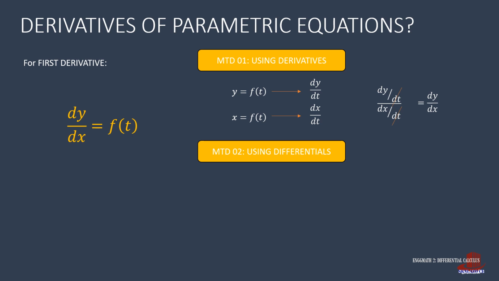The other method is through differentials. Having the two functions for y and x, take their separate differentials. Dy is then equal to the prime of the equation with dt. Then dx is the prime of the function times dt. Next is to take the ratio of dy over dx, where the dt's at the end also cancel out, leaving dy over dx.